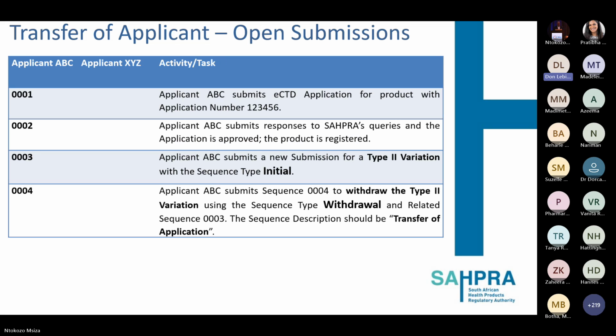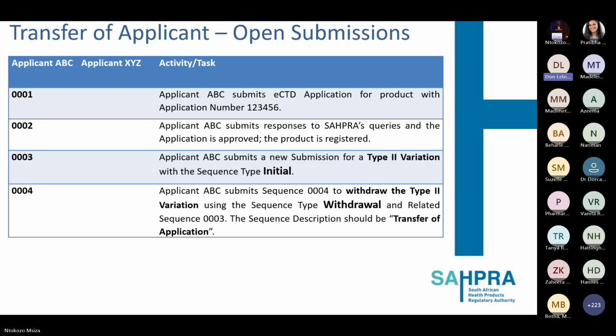Thank you, Ntokozo. So that would be for the basic TOA. It's pretty simple. There are no open submissions. It's not a partial TOA. It's pretty straightforward. The relinquishing applicant sends in the TOA with the PV, and then the acquiring applicant sends in the TOA, and then it's business as usual with the follow-up sequence, no baseline.